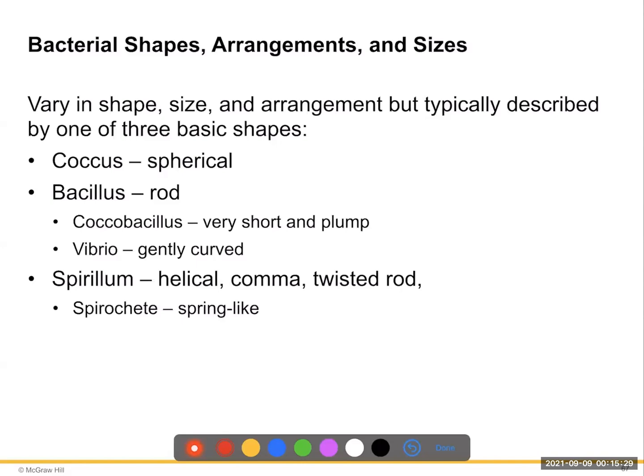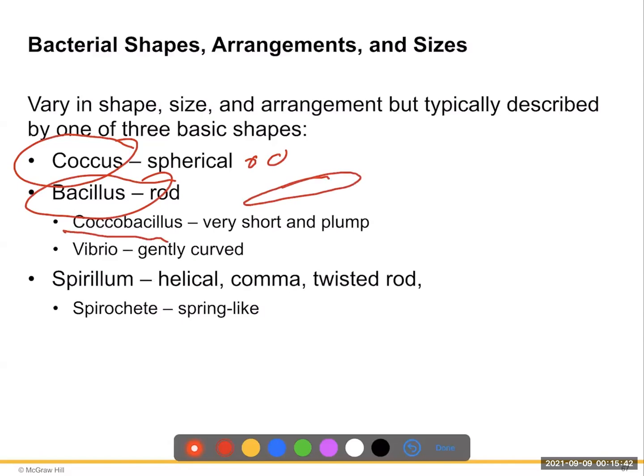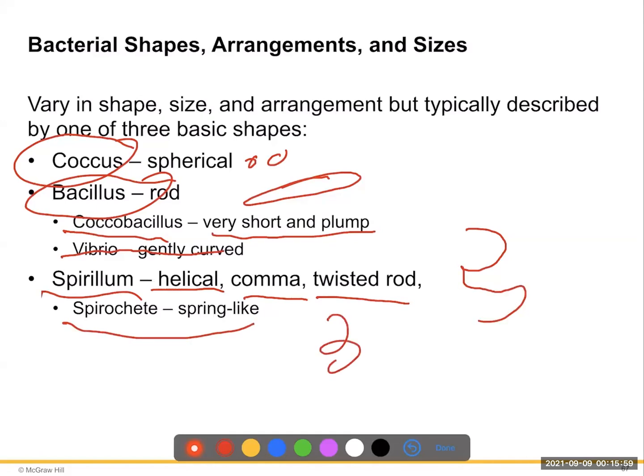So they vary in shape, size, and arrangement, typically described by one to three basic shapes. Coccus are spherical, they're ball-shaped. Bacillus are rod shapes. Okay. Coccobacillus are short rods. Vibrio are gently curved. Spirillum, helical, a comma or twisted rod. Okay. Spirochetes are like a spring. Okay. Those are the basic shapes. Coccus are round, bacillus are rods, and spirillum are spirals.